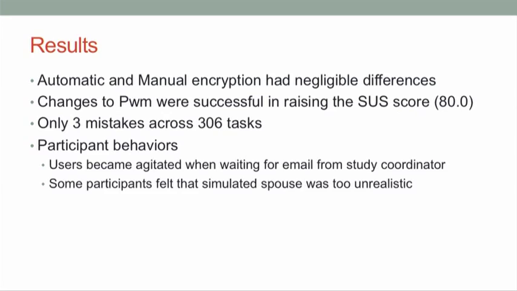Here are a couple of things we observed about our users that caused us to do something different in our next study. First, users became impatient during the study. If they'd send off a message and we'd ask them to wait for the coordinator to do something, they'd sit there on that inbox in Gmail just clicking it. We considered that they looked agitated. And for this grassroots adoption process, the feedback was that it didn't seem very realistic to them.